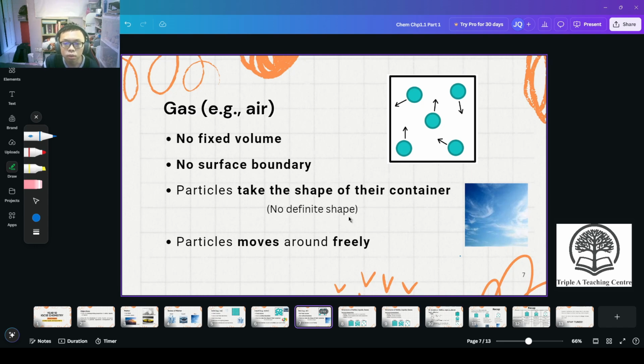No definite shape. Like if you use a cylindrical bottle to fill up with air, the air just follows the shape of the container, the cylindrical bottle. So it has no definite shape. Remember this. So this is gas.